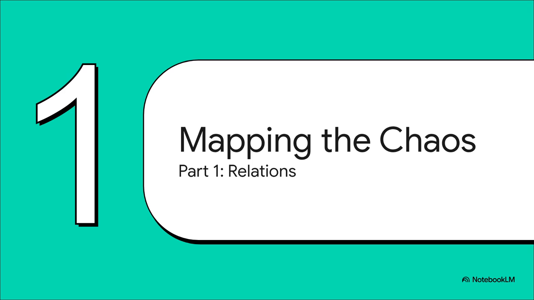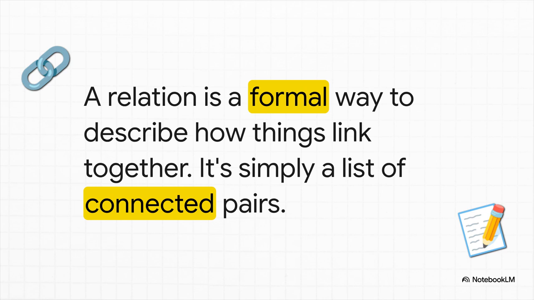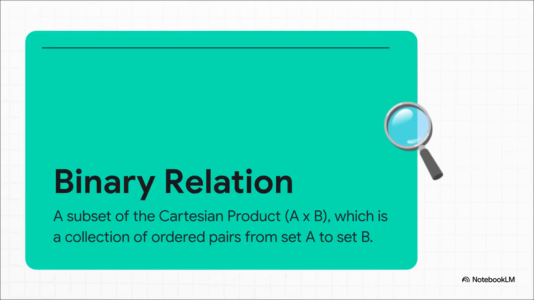So, the first tool we're going to pull out of our mathematical toolbox is something called a relation. It sounds kind of formal, but it's our absolute starting point for mapping out how things link together. At its heart, a relation is nothing to be scared of. It's really just a list of pairs that shows who is connected to what. You take an item from one group, you pair it with an item from another group, and that's it. That's a connection.